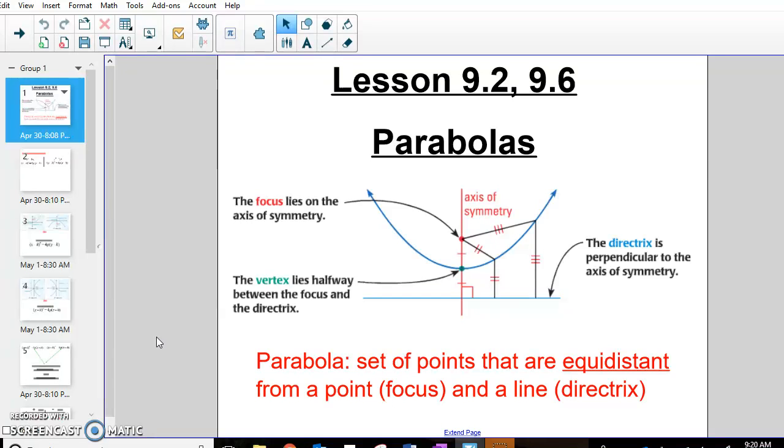This is showing a picture of what the parabolas look like. So they're the same U shape as before, but they also have a focus point and a directrix line. So the vertex is the same, and the focus is always a point, and it's always inside of the parabola. So if the parabola opens a different way, your focus will be moved. Your directrix is always a line, and you'll see on my graphs that I do it as a dotted line that is outside of the parabola.